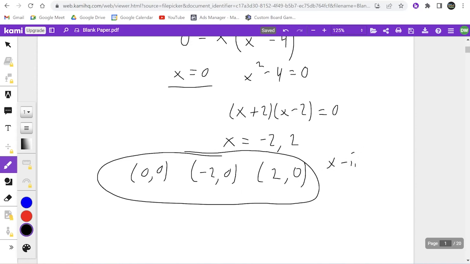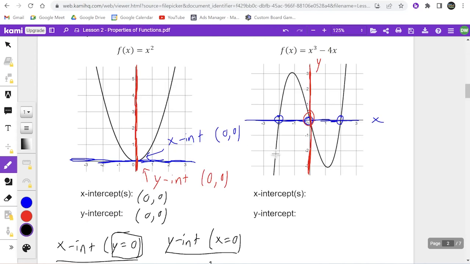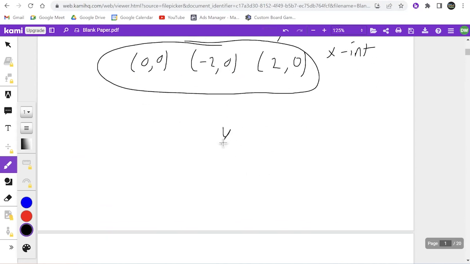And again, these are my x-intercepts. And that also is true if I look back at the graph, that's exactly what I said earlier. I said -2, 0, and +2. So that's good. And now if I want to find the y-intercept, hopefully you have more room than I do.